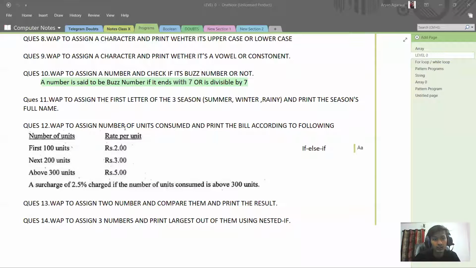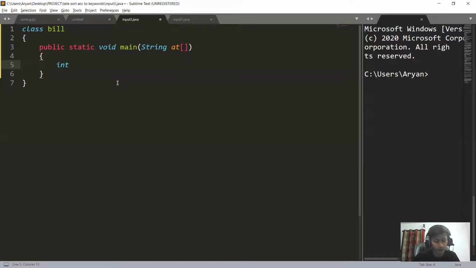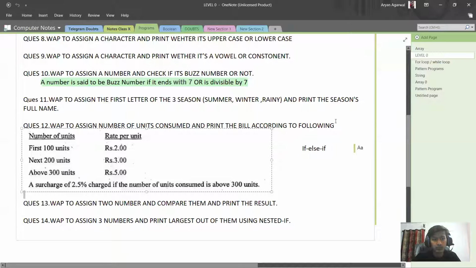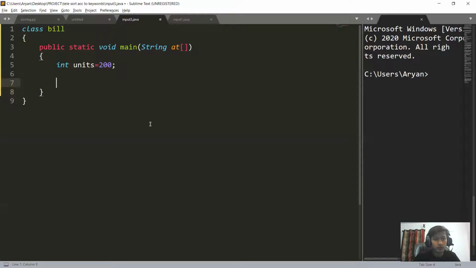So now we have to assign the number of units consumed, right? So we'll do int units equal to, let's suppose, 200. Fine. Next thing we have to do is print the bill according to the following. So we have to print the bill. So what should we have? double finalBill, final bill, equal to 0.0.